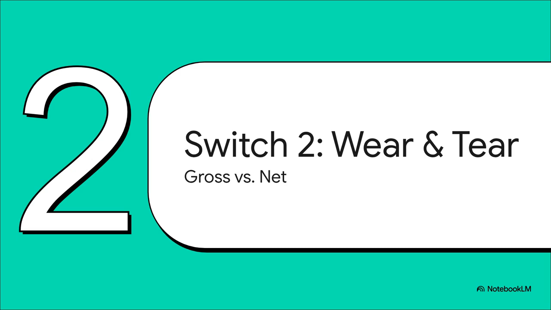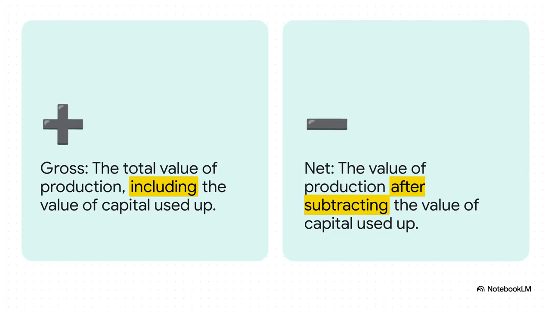Okay, on to our second switch. And trust me, this one is really, really simple. It's all about accounting for the natural wear and tear on the stuff we use to produce things. You know, like the machinery in a factory. Think of it this way. Gross is the big, shiny number, the total value created, period. But net is what's left after you account for the fact that your tools and machines got a little bit worn out in the process.